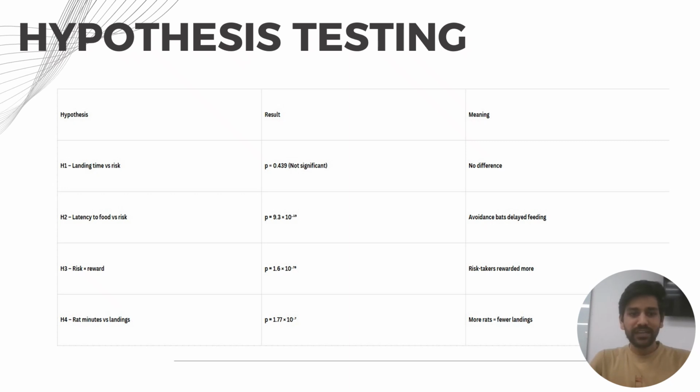Hypothesis 4, rat minutes versus landings. Finally, we tested if the amount of time rats spent on the platform influenced bat landing. The result was p equals 1.77 times 10 to the power minus 7. This shows that when rats were around for longer, bats landed less frequently. In other words, more rats lead to fewer bat landings, strong evidence of avoidance behavior. So overall, one hypothesis showed no effect, but the other three strongly supported the idea that rat presence changes bat behaviors in meaningful ways.